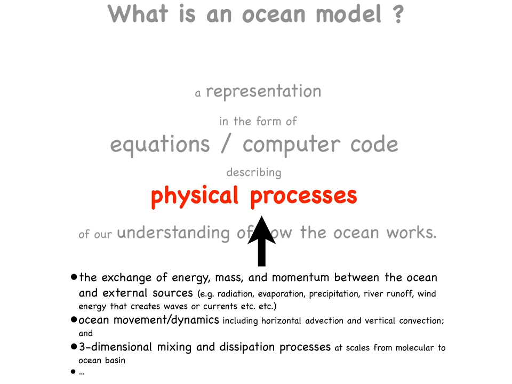And when we're talking about the ocean in particular, the types of physical processes we're talking about are any process that exchanges energy, mass, and momentum between the ocean and these external sources. So things like radiation at the surface, evaporation and precipitation at the surface, river runoff, wind energy that creates waves and imparts momentum into the ocean at the surface.